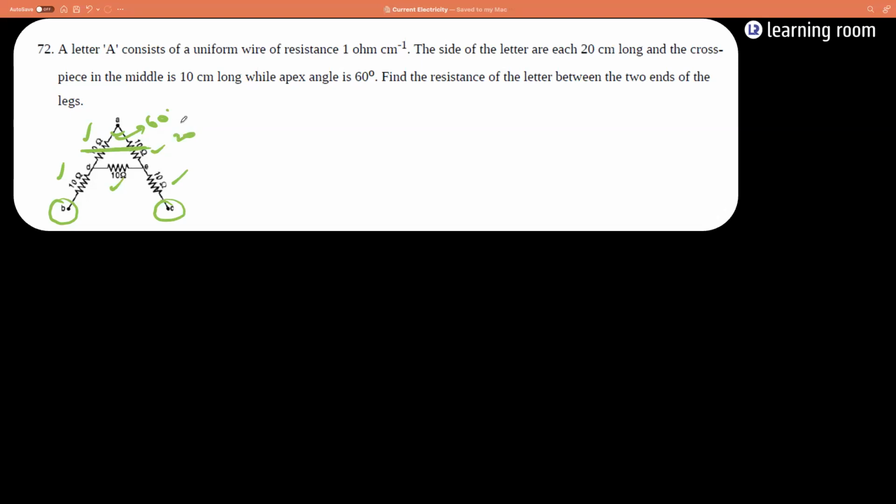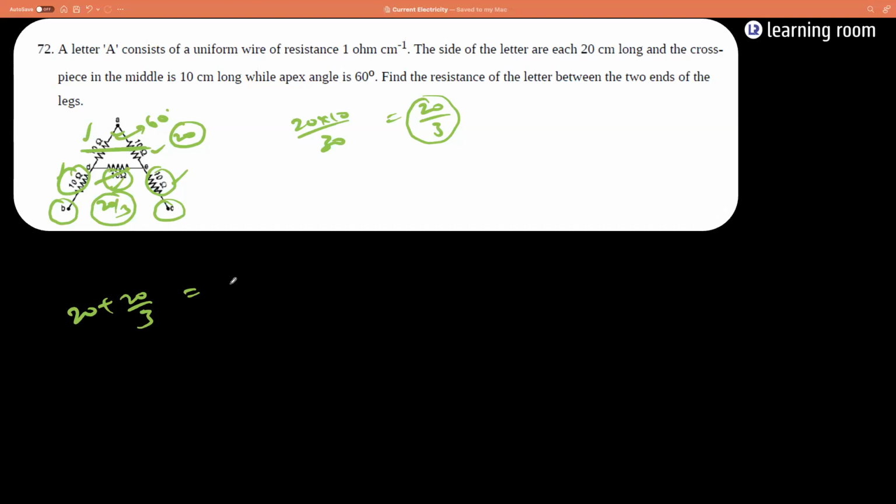20. This 20 and 10 are in parallel. So 20 into 10 divided by 20 plus 10. That is 20 divided by 3. That will get replaced with 20 by 3. So 20 by 3, this 10 and this 10 are in series. So it will be 20 plus 20 by 3.